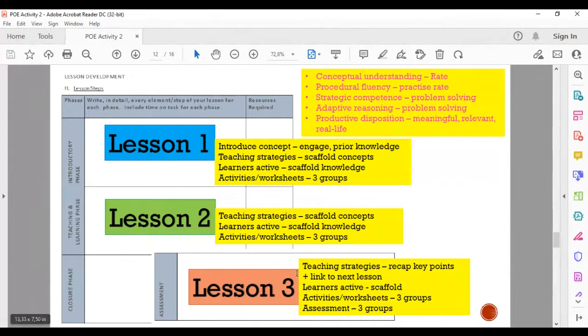In the closure phase, you will here wrap it up. You will recap all the key points and you will give the link to the next lesson. Your learners will also be active in working out worksheets or doing some activities. So it's not limited to only worksheets. Remember that. Any activities is okay. Learning experiences for the 3 groups. And then it's also the assessment that you need to work out, the assessment for the 3 groups. So you can have 3 different assessments or 1 differentiated assessment.